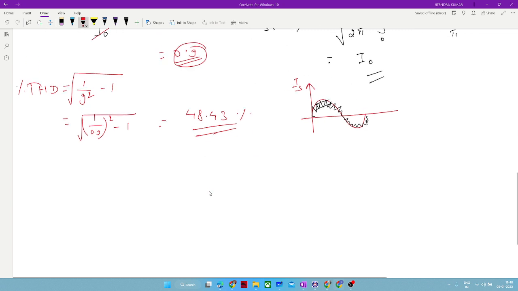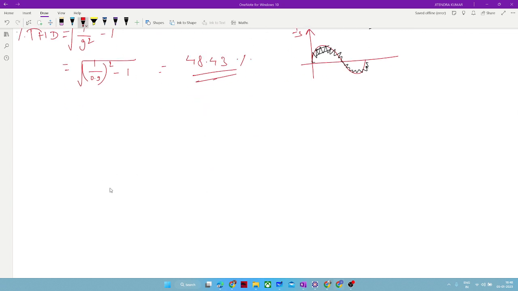So now we will take one or two problems. And in the next session, I may go ahead with half controlled converters.